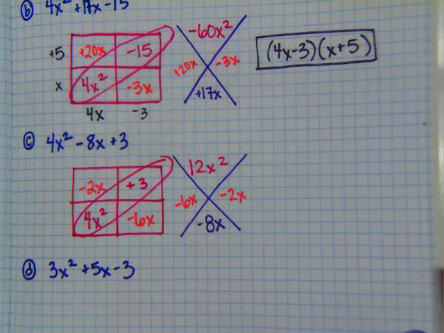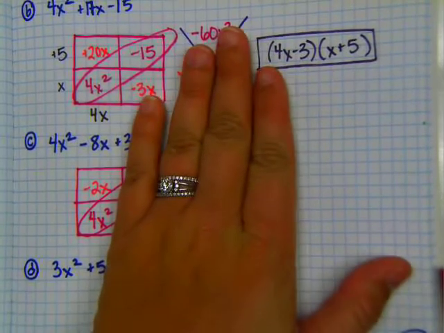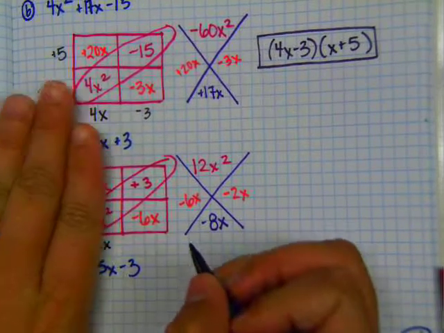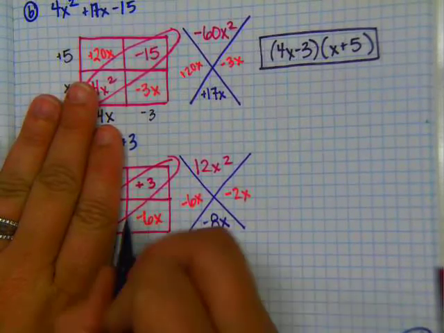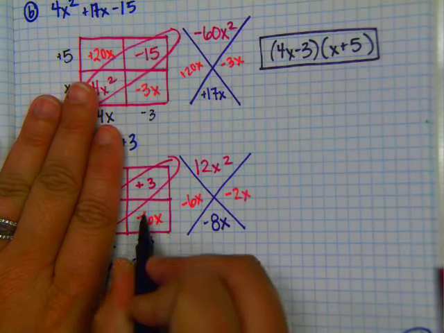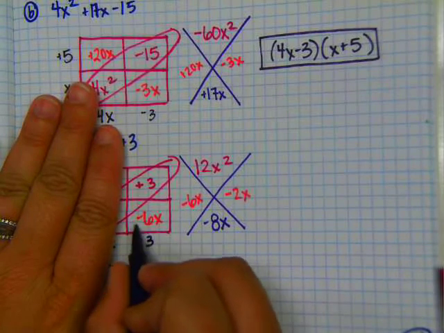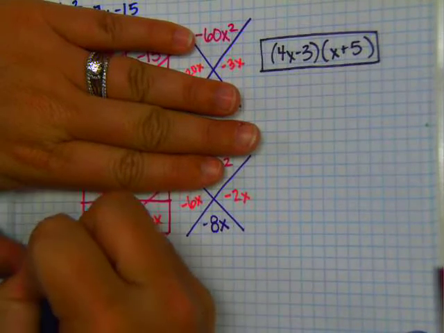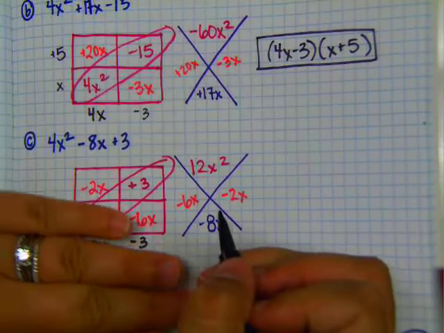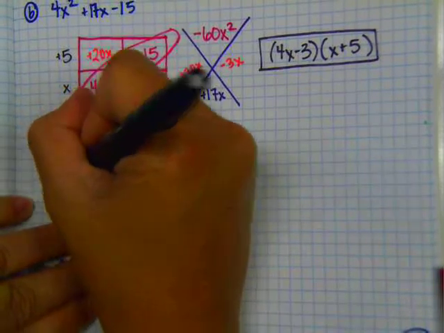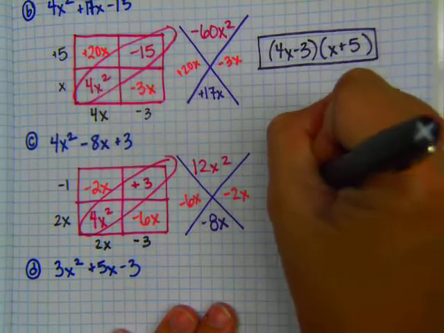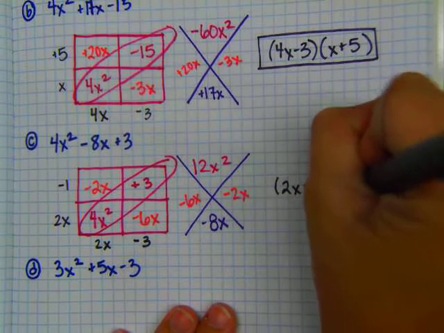And again, we find our GCFs. 4x squared and negative 2x have a 2x. Negative 6x and a positive 3 have a negative 3. Again, we take this sign and pull it down. 4x squared and negative 6x have a 2x. And then negative 2x and 3 have a negative 1. So our answer would be 2x minus 3 times 2x minus 1.